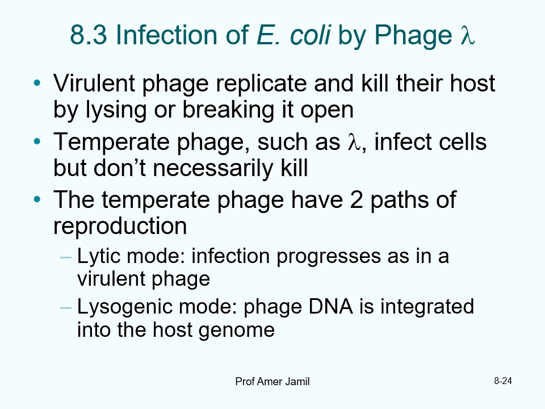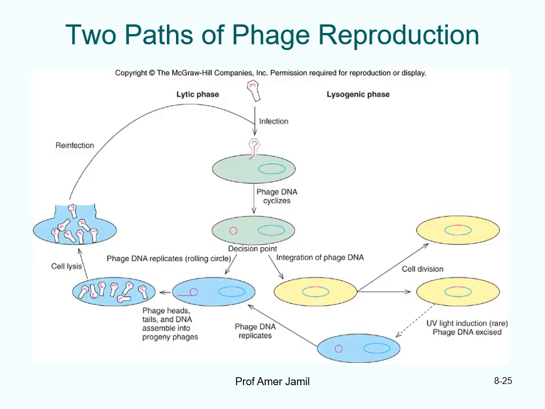Now, an example of Lambda phage, which you might be familiar with, this temperate phage. I already discussed its life cycle in earlier lectures. This Lambda phage has 2 paths of reproduction. One is the lytic mode, another is the lysogenic mode. In lytic mode, it acts as a virulent phage, and in lysogenic mode, DNA is integrated into the host genome. This is the life cycle.